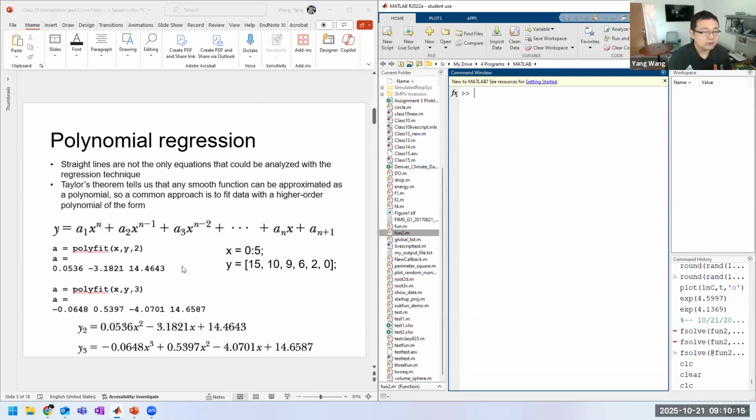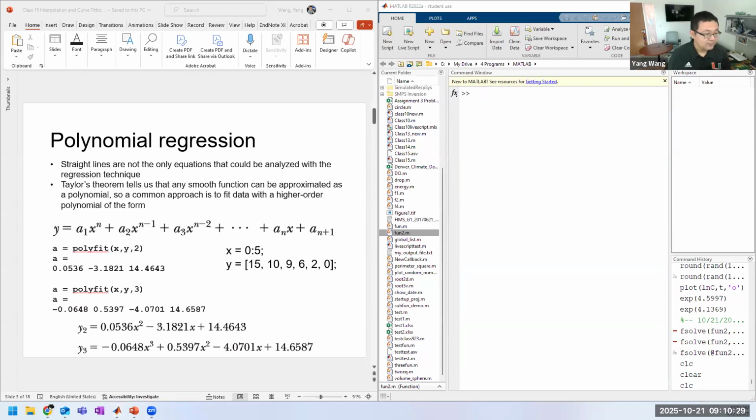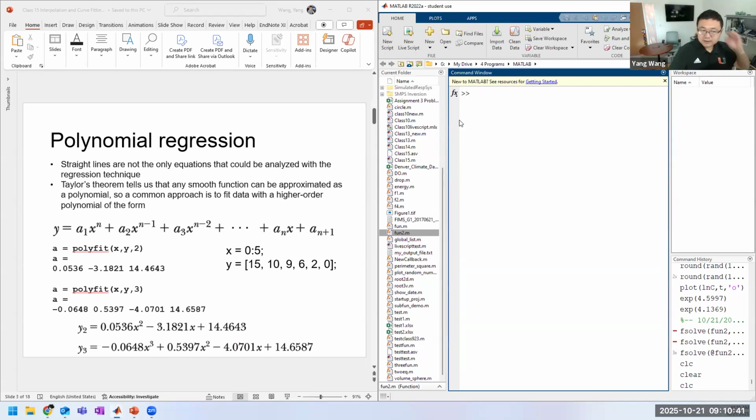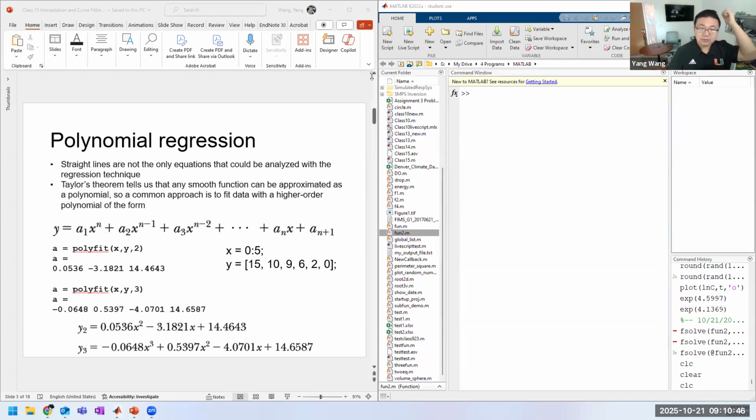So we know the Taylor series, right? Taylor's theorem tells us that any smooth function can be approximated as a polynomial. So a common approach is to fit the data with a higher order polynomial in this form here. It can be a1 x to the power n, a2 x to the power n minus 1, and so on and so forth, right? Then we can check how the higher order polynomial fitting can help represent the data.